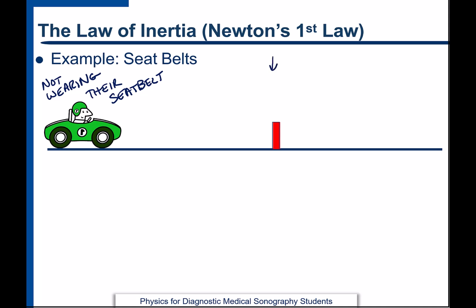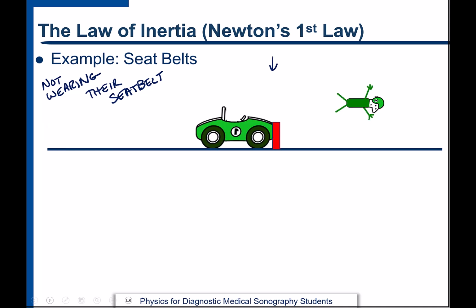Okay, so they're not really paying attention. They're probably on their cell phone. And they don't notice there's this little red wall in the road. And they don't have their seatbelt on. What's going to happen? Well, you'll notice what happens, and that is the car gets stopped by the wall. But what happens to our person?